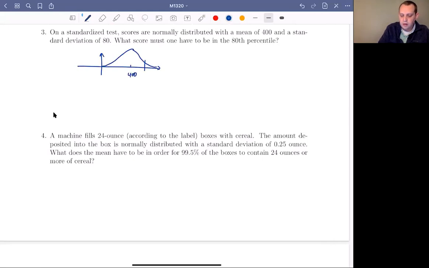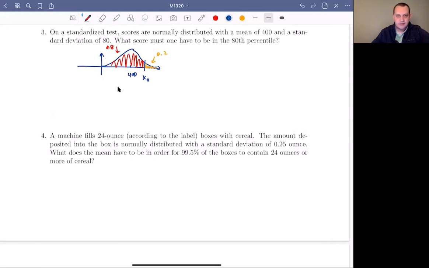You want to know, to be in the 80th percentile, this value x naught, so that the area under the curve to the right over here is 0.2, or equivalently the area under the curve to the left is 0.8. And that's what it means to be in the 80th percentile: you're going to score better than 80% of the other people taking that test. And so how could we do this with R? Actually, pause the video, think about it, try it, and come back, see if you got this right.